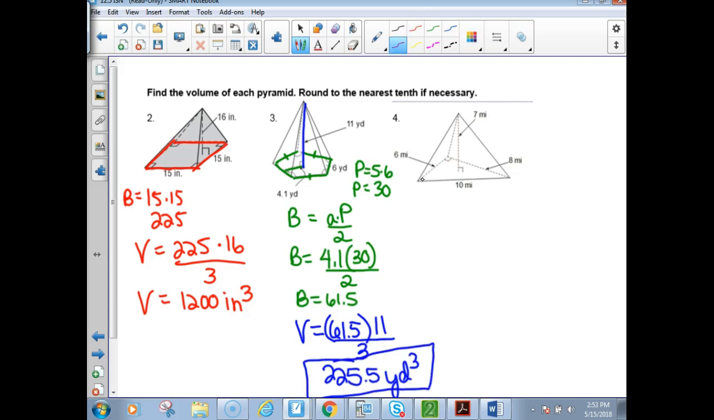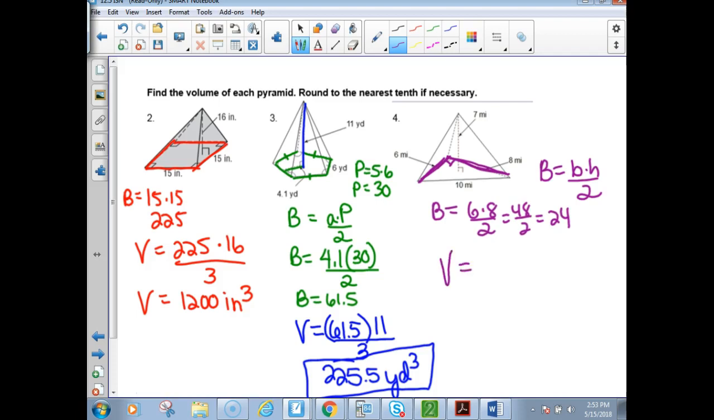All right, the next one is a triangular pyramid. Its base is a right triangle. The area of the base is going to be little b, base times height divided by 2, because that's the formula for the area of a triangle. Now that triangle, the legs would be the base and the height. Whenever it's a right triangle, the legs are the base and the height. So our base area will be 6 times 8 divided by 2. That's 48 divided by 2, which is 24.